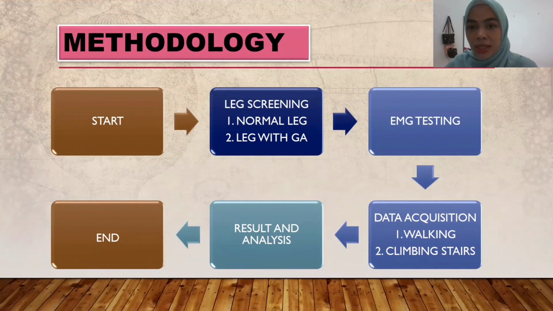Okay, next chapter is methodology. So methodology, I start with the leg screening, to differentiate between the normal leg and leg with gait abnormalities. That is how I want to examine the muscle to study the muscle behavior of them. Second is EMG testing. The EMG testing is being run to this group of people, which is normal leg and the leg with the gait abnormalities. The next is data acquisition, which is two conditions, two activities, walking and climbing stairs. And the last step will be on analyzing the result.